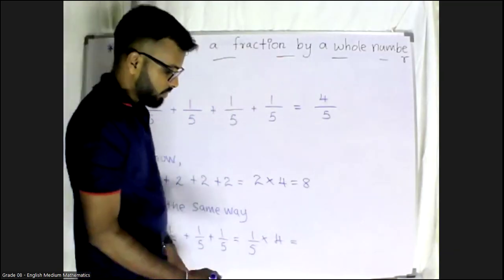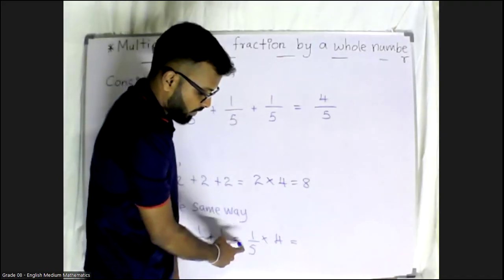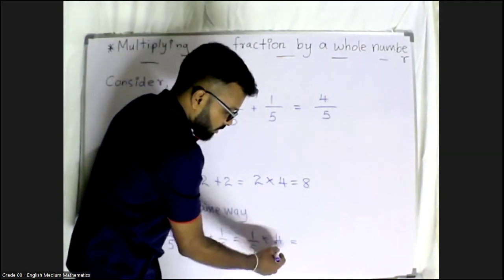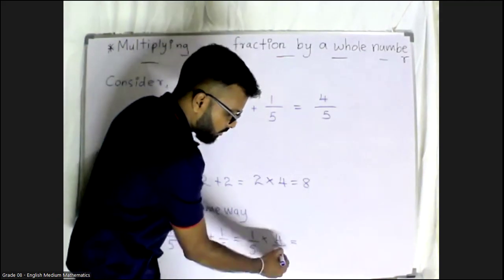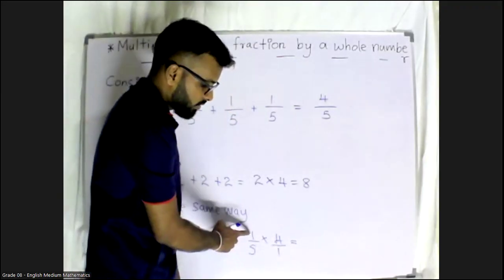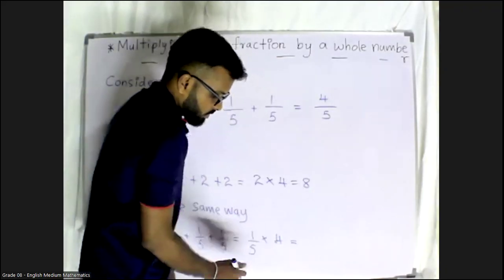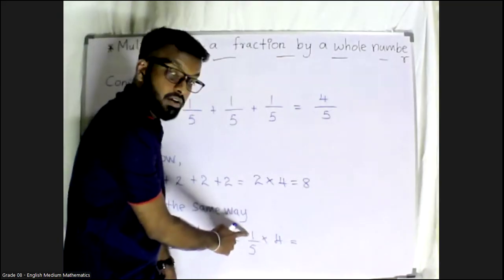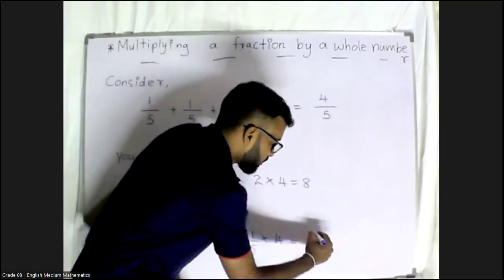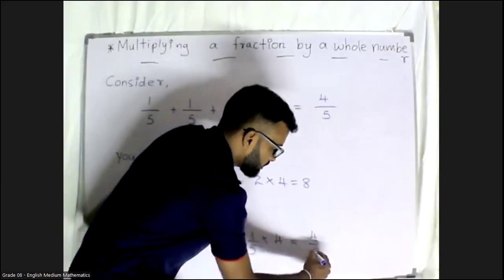So you know how to do this: 1/5 multiplied by 4. Right? Under this 4 you have 1. So numerator 1 times 4. Just forget this. So only you have numerator 1 times 4. 1 times 4, 4. And the denominator is 5. Very easy.